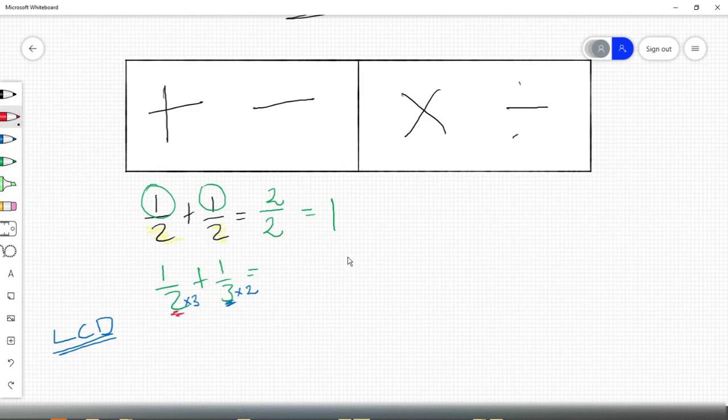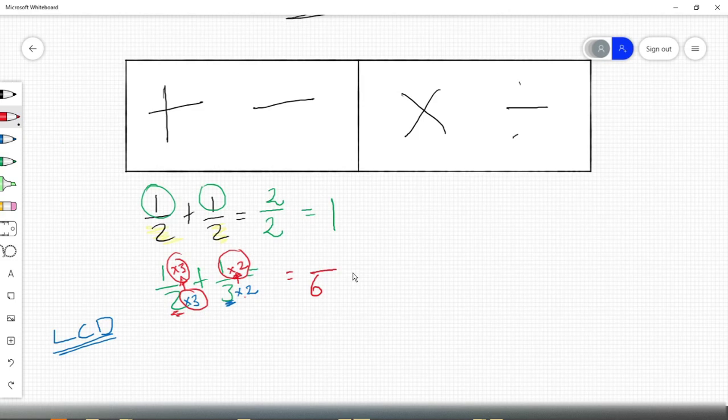What you do under, it's very important that you do it on top as well. So times 2 as well, times 3 as well. And the common denominator will be 6, which is the lowest common denominator. It doesn't have to be the lowest, but it can be, as long as it is a common denominator.